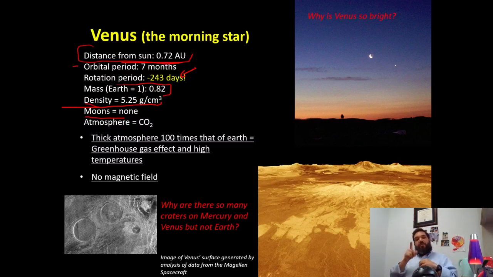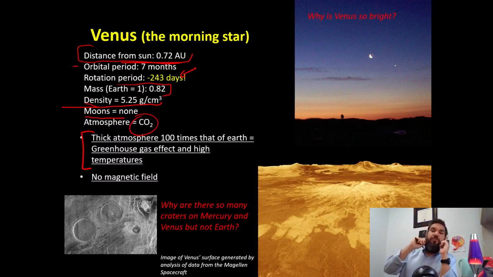Okay, so you can imagine that because of this slow spin, there's no magnetic field really to speak of. But because of its great size, it does have an atmosphere. And notice something interesting here. The atmosphere is actually 100 times thicker than we have here on Earth. So if you were on the surface of Venus, you'd just be crushed by this atmosphere. You'd have extreme atmospheric density and air pressure pushing down at you.